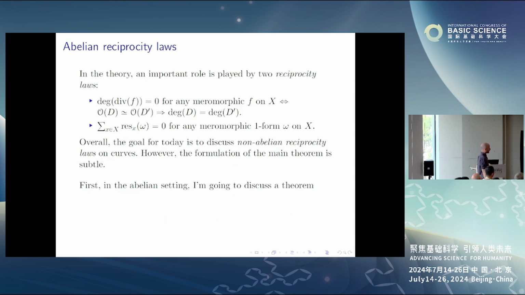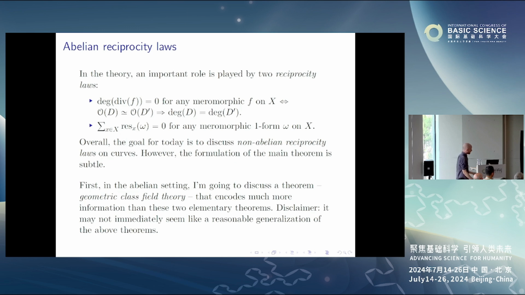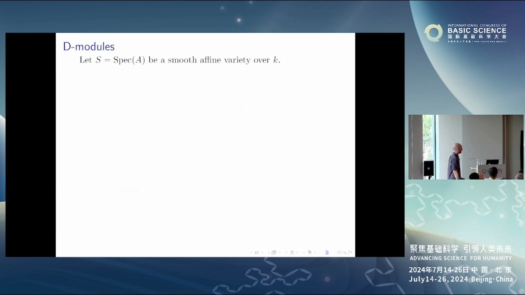So I first want to talk in the abelian setting about a theorem called geometric class field theory, that encodes strictly more information than either of these two classical theorems. This is not something that you usually find in a textbook on Riemann surfaces, at least maybe in Russian. I also want to warn that it might not seem like a reasonable generalization of the above theorems. I don't want to say why it implies them, but I hope you can see that there's something of similar nature going on. To talk about this theorem, I first have to talk about what are called D-modules.